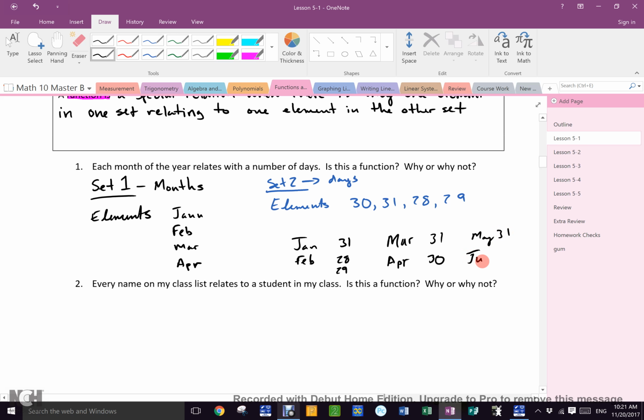May, 31. June, 30. Does everybody agree that I am taking one element of one set, a month, and relating it with an element of the other set, a number of days? Is it a function? No, it isn't. Why?